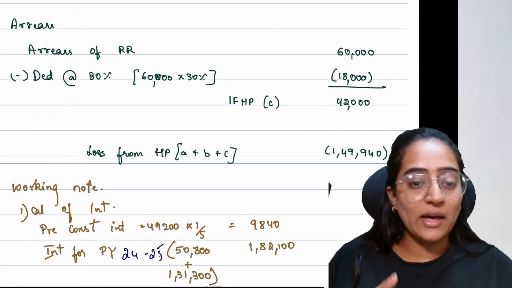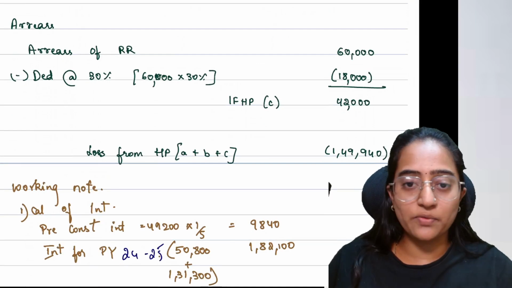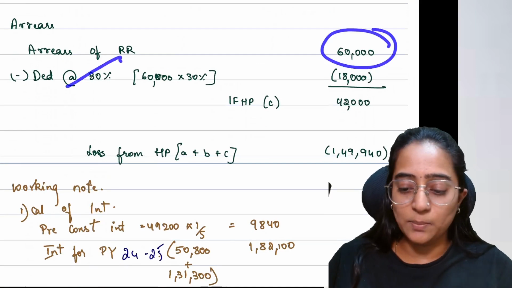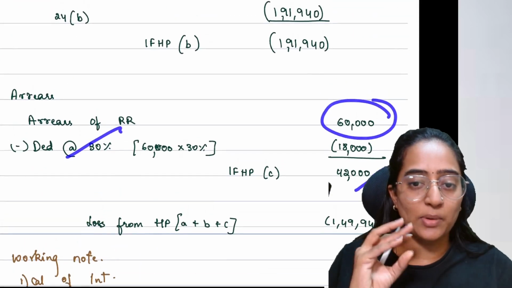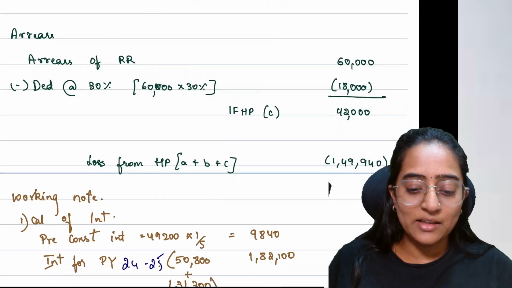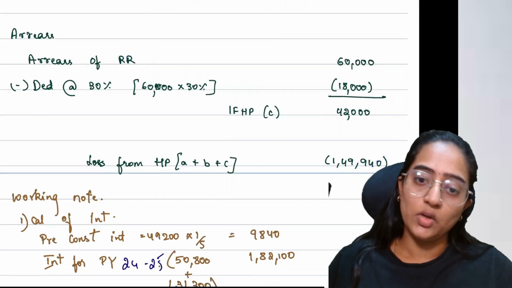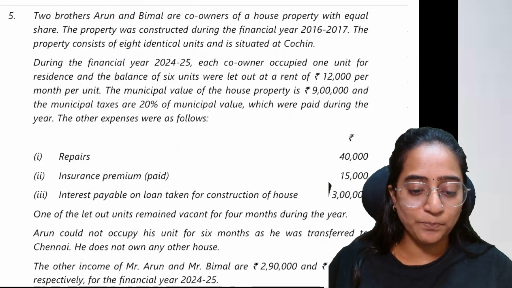Okay. And in case of arrears of rent, I told you, if you remember, arrears of rent, you just take the arrears, subtract 30%, you will get the answer. Now, whatever the answer you get, A, B, C, that is from the property of Los Angeles, Chennai, and the arrears, you take it and you close it. Okay.